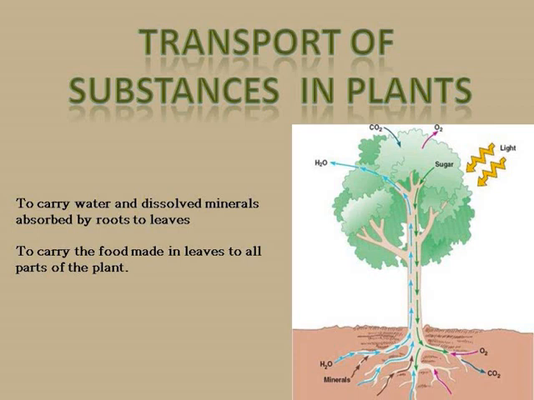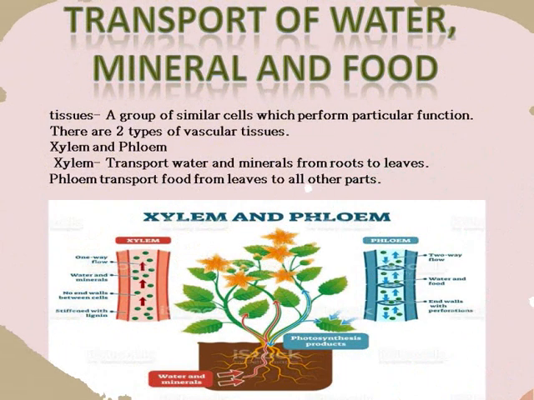If the water and minerals do not reach the leaf, the plant cannot prepare the food, and if the food does not go to different parts, the plant cannot carry out the vital activities of life. So, the plant needs a transportation system for two reasons: to carry water and dissolved minerals absorbed by roots up to the leaves, and to carry the food made in the leaves to all the parts of the plant including roots.